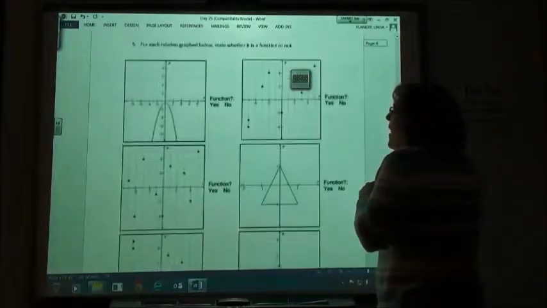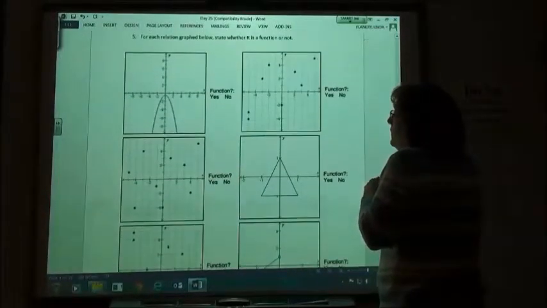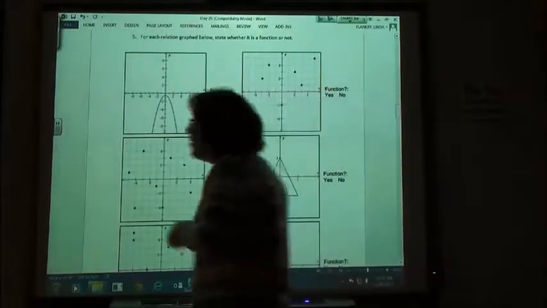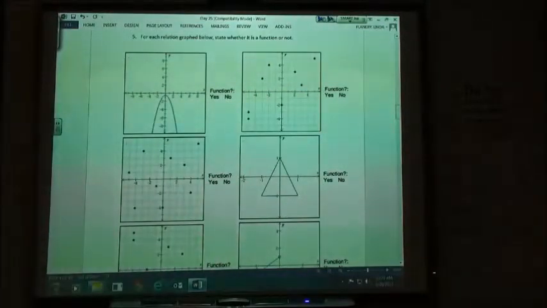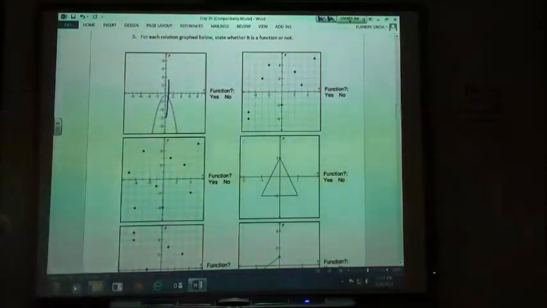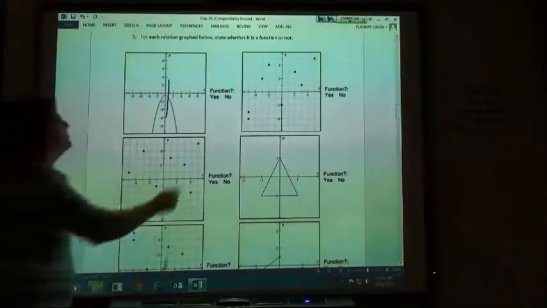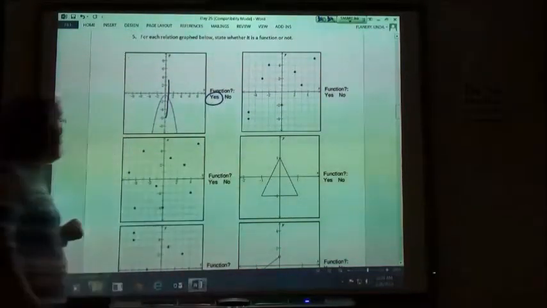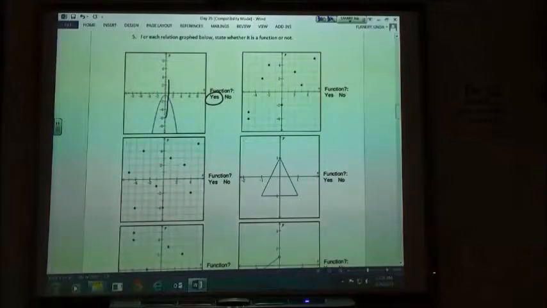So number 5. I want to decide if they're functions or not. So, if I draw my line, is that going to be a function? Yes, it only touched once, right? And there's nowhere I could draw it that would make it touch more than once.